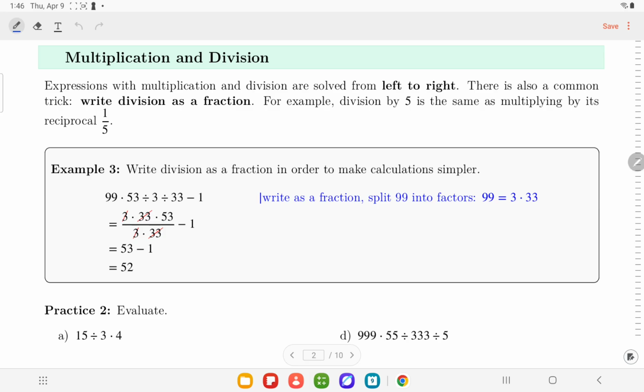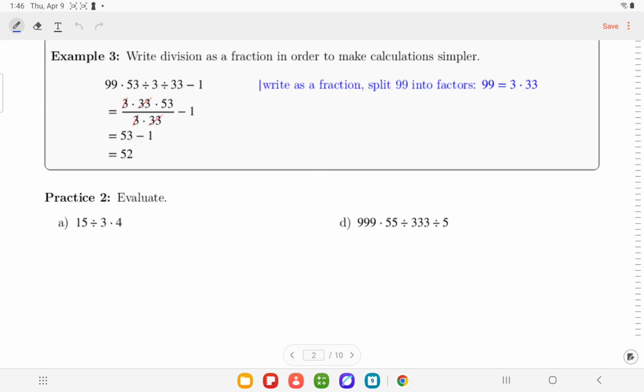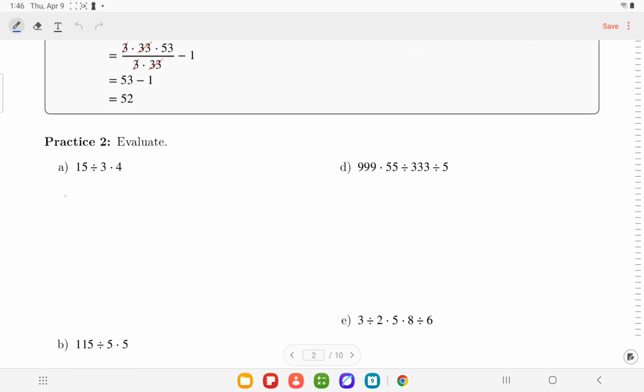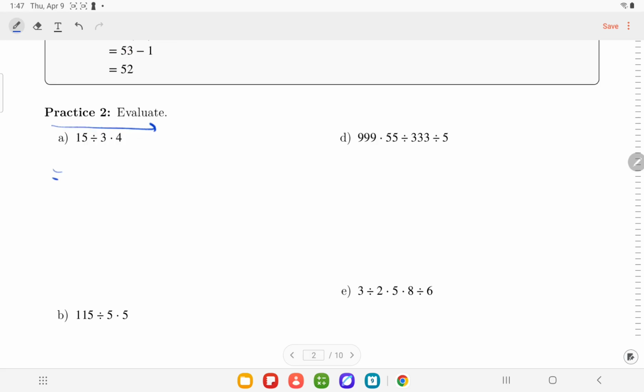One way to make division easier, a little simpler, is by writing it as a fraction. So we're going to try to do a few examples with that. So here, because we only have division and multiplication, we're going to be going from left to right. And we're going to write 15 divided by 3 as a fraction. Times 4. And 15 divided by 3 is 5. So we end up with 20.